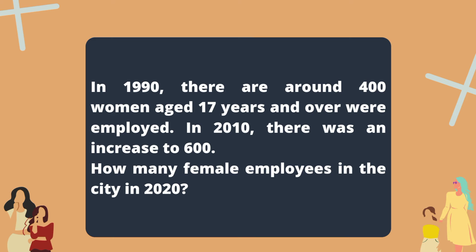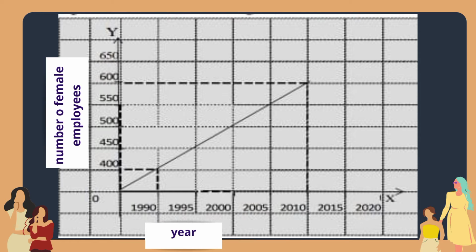So, in this problem, we have to find how many female employees there are in the city in 2020. In the graph, x represents the year and y represents the number of female employees. Because the graph is linear, to calculate the number of female employees in 2020, we can use the equation of the line. Okay, so to find the straight line equation, we need to find 2 points.